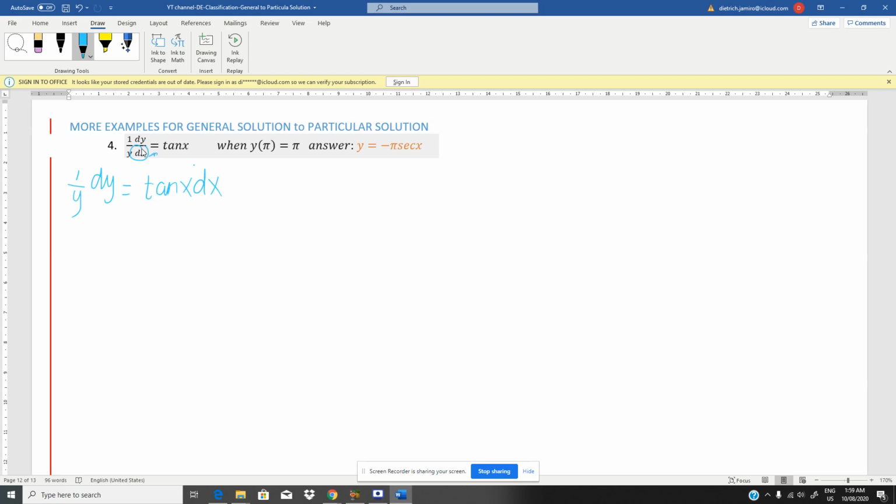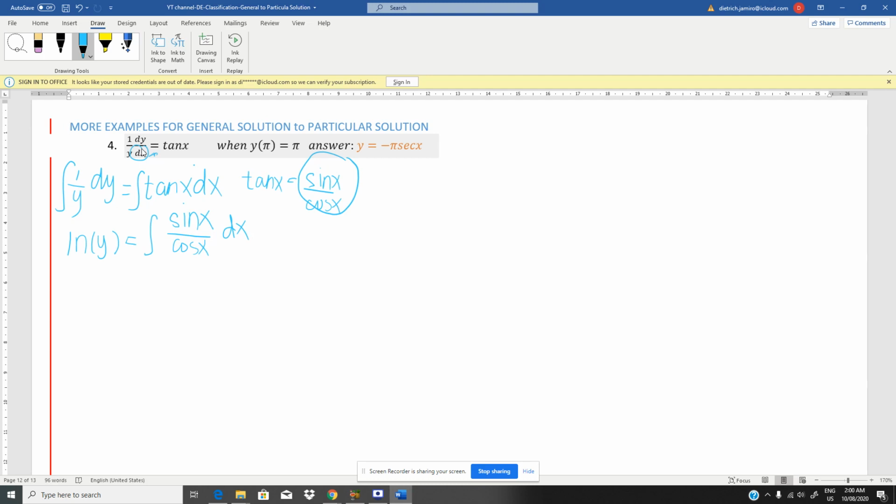Then we can now integrate both sides, so we will have the integral of dy over y. The integral of dy over y is equivalent to ln of y, which is equal to the integral of tangent x. We know that tangent x is also equivalent to sine x over cosine x. So I'll change tangent x to this, and we will have the integral of sine x over cosine x dx.